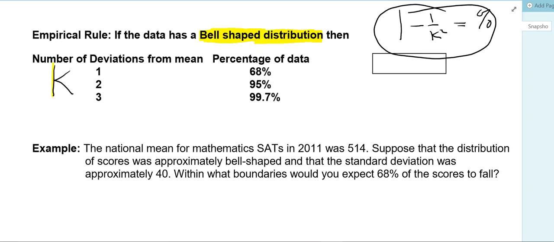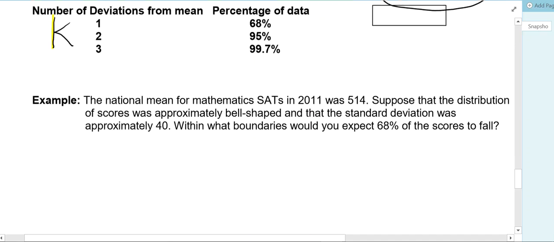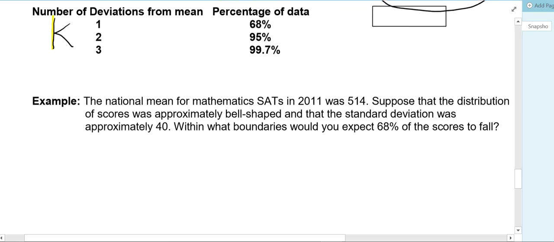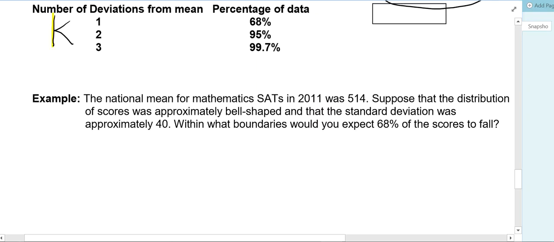Once again, we're either going to give the interval, so we'll find k and then the percentage, or we'll be given the percentage, find k, and then determine the interval. Here's our first example. Once again, I suggest that you stop the video and work the problem.